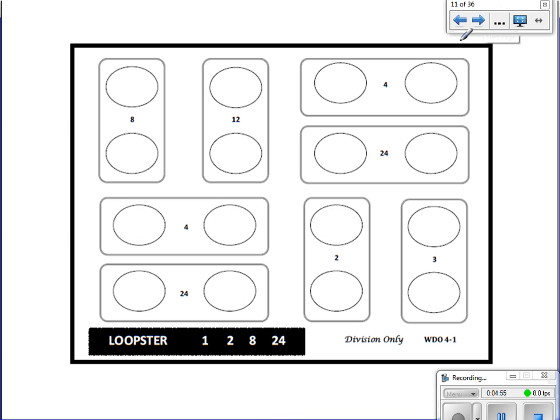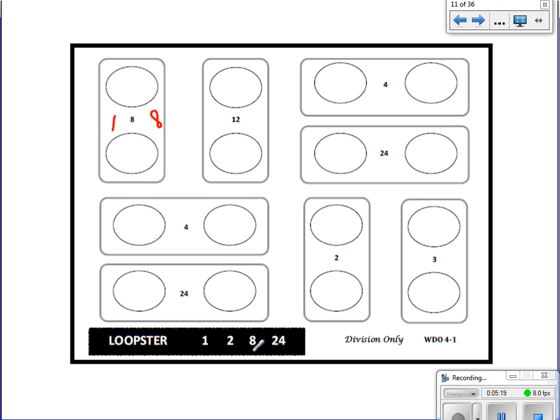Same thing with division. Division here, Loopster 1, 2, 8, 24. Division only. Same thing. What makes an 8? Well, the only thing here is 8 and 1, but it doesn't have to be 8 and 1. It could be 1 and 8. I don't know, because what I'm saying is when you divide the two numbers in here, the quotient is 8. So here we go. I use up my 1 and my 8.